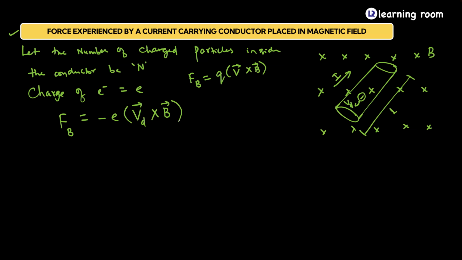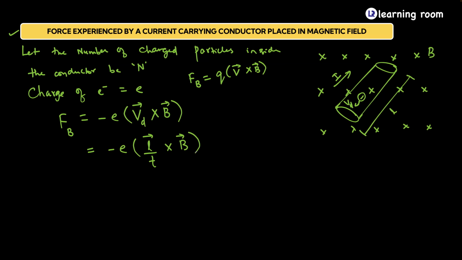Is there a possibility for us to write drift velocity in terms of distance and time? How will you write it? Speed is equal to distance by time. So can I write minus E into drift velocity as minus E into L vector divided by T, cross B vector?